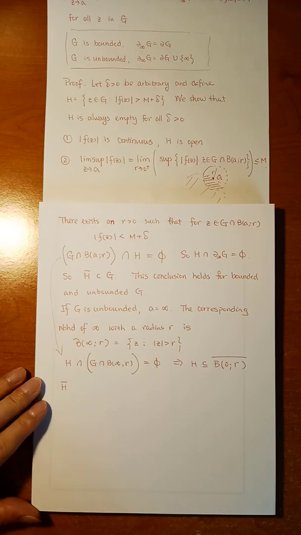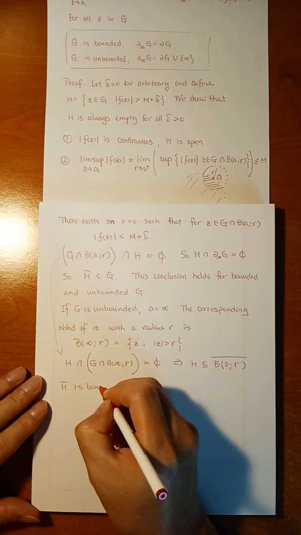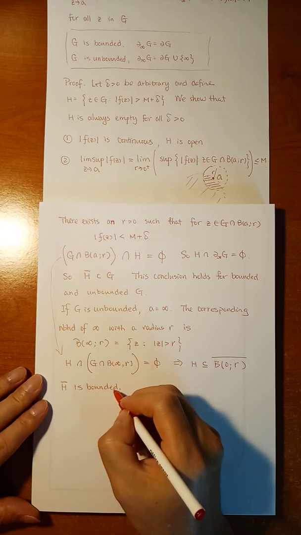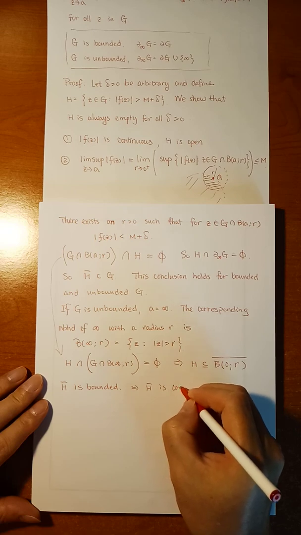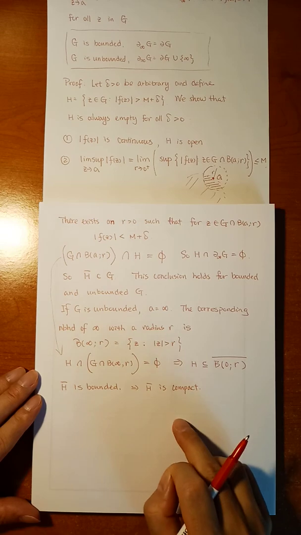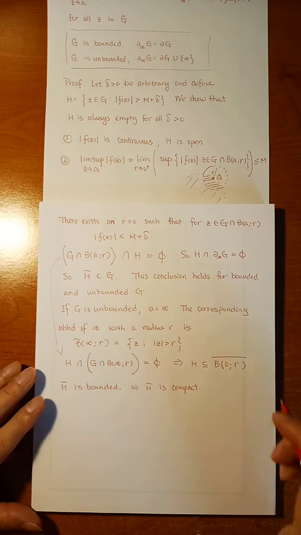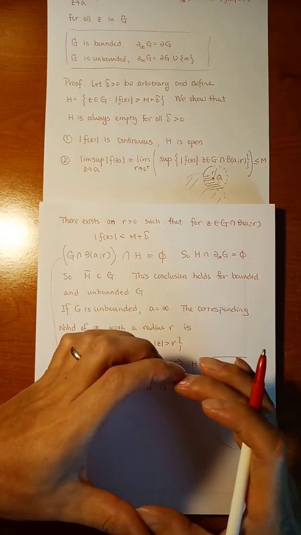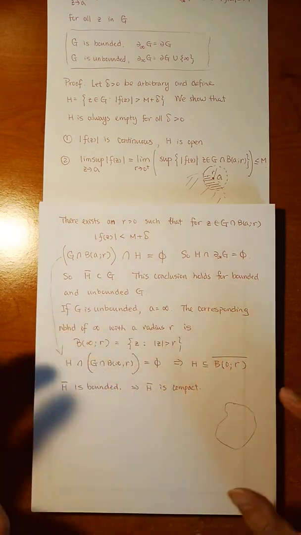The closure of H is bounded. The closure of H is closed automatically, and now it is bounded. Then it implies the closure of H is compact. This is exactly what we need. When the closure of H is compact, you can use open disks to cover it, right?